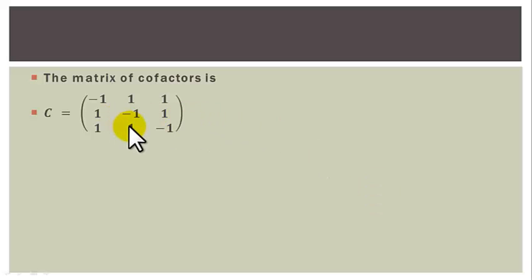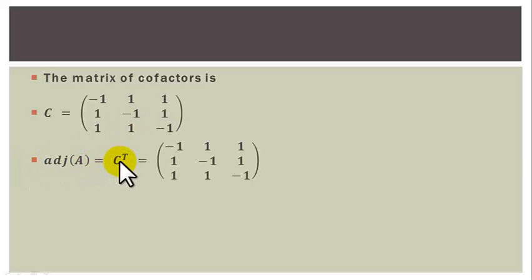Then the adjoint of A is equal to C transpose. Transposing this will give us this. Please notice that C is a symmetric matrix, so transposing it will still give us C. So next, we obtain the determinant of A using the cofactors method.